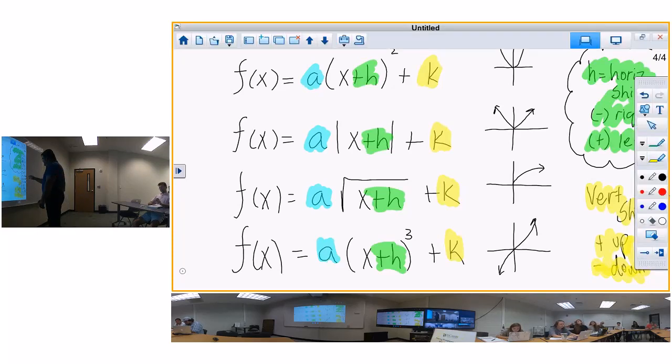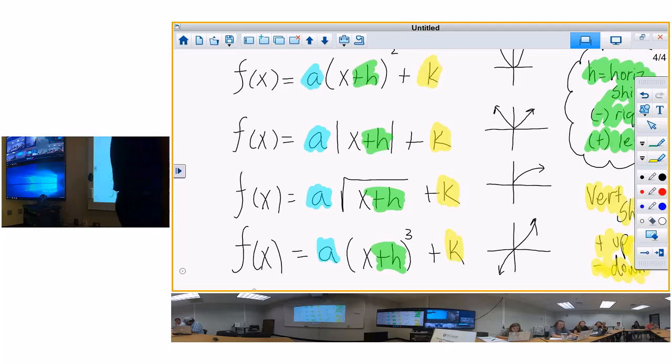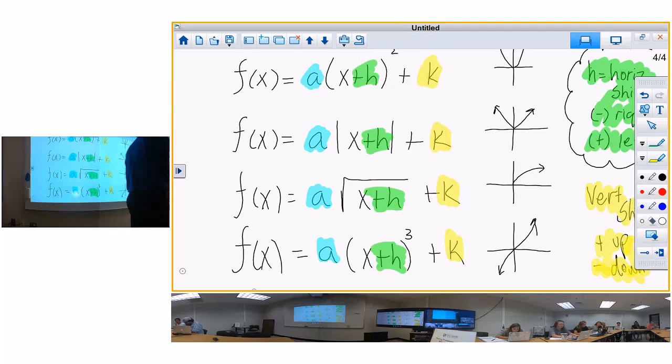That's strange. All right, so orientation, A is orientation. So now we've got A, H, and K. Now I'm going to show you where I'm heading with this. This is Unit 2, Unit 1. This is what you're learning in Unit 1: vertical, horizontal shifts.